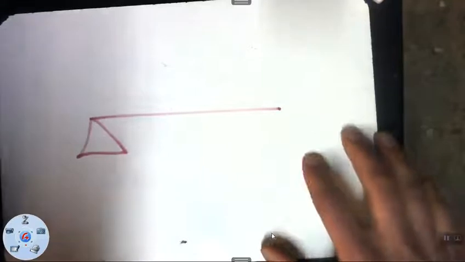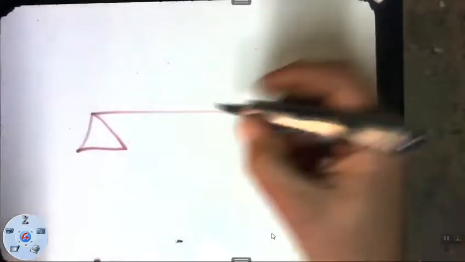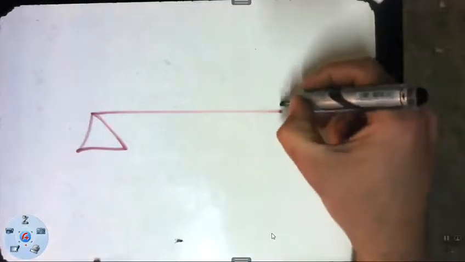So we've said that a moment is a vector, so that means it has a direction.